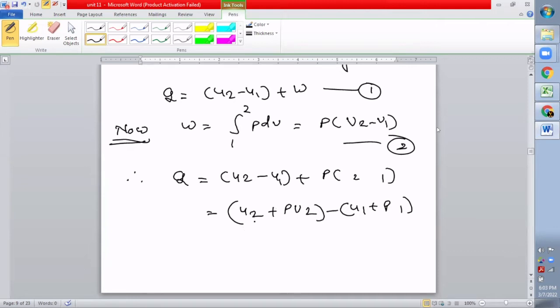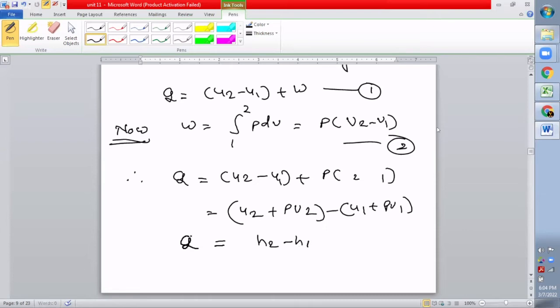Now, what is U2? It is the internal energy at point 2. What is P multiplied by V2? It is the flow work. What is U1? Internal energy at point 1. What is PV1? It is the flow work at point 1. So the addition of internal energy plus flow work, that is U plus PV, is nothing but what is called enthalpy. So Q is equal to H2 minus H1. Enthalpy is nothing but the addition of internal energy with the flow work.